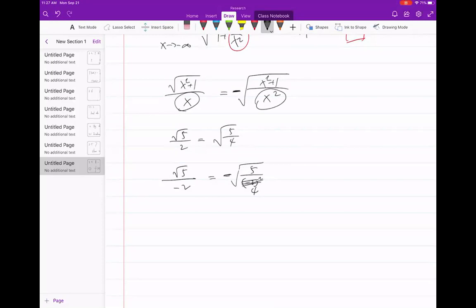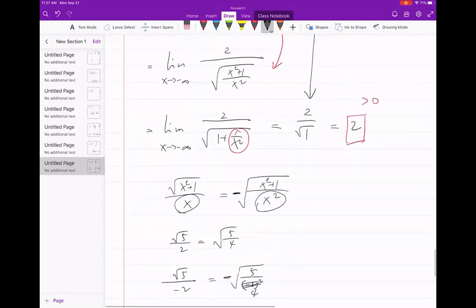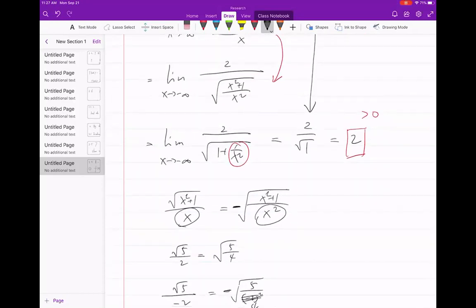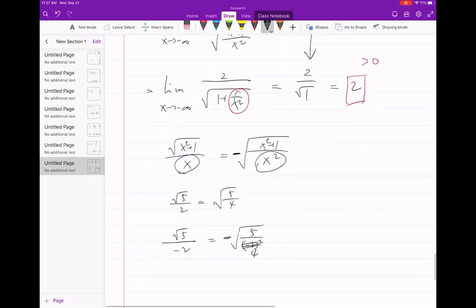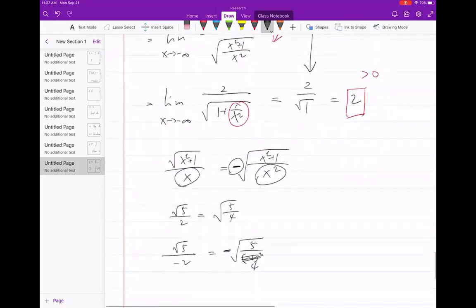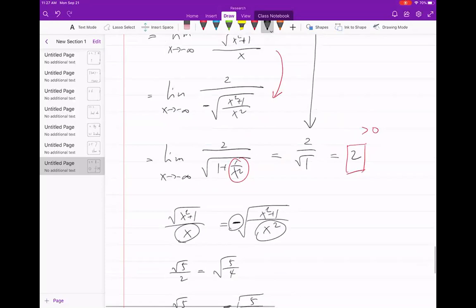Sounds good? That's the only part I think you need to be careful. When you have a negative infinity and you have a square root, and you put things in, this negative sign is very easy to miss. You should add it here. I'm going to mark it down when you see the notes.